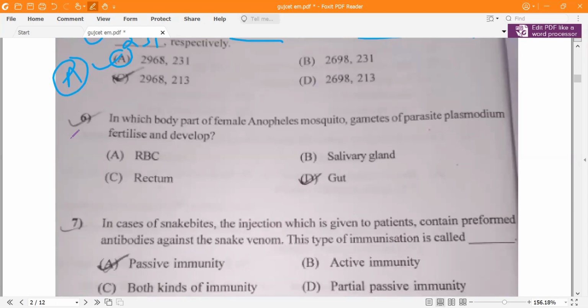Where will the gametes of Plasmodium fertilize and develop? If you look at the life cycle of malaria, the Plasmodium parasite, the gametocytes of the sexual stages are found in RBC. Later, when the female mosquito takes up this gametocyte, the fertilization will take place in the gut. So it is correct. It will be B.